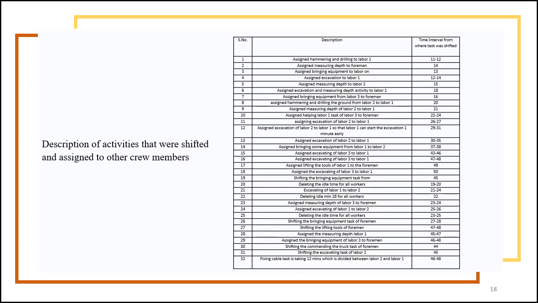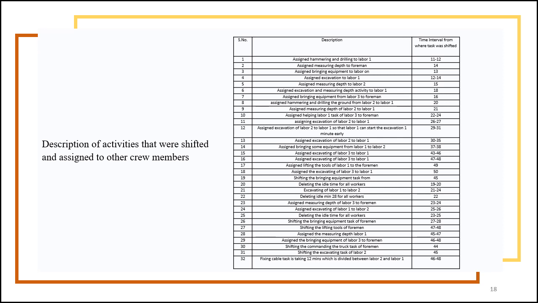And here we have the description of activities that were shifted and assigned to other crew members in this proposal. For example, we assigned measuring depth, which was done by laborer 3 to laborer 2. Or for example, we assigned excavation, which was done by laborer 3 to both laborers 2 and 1.